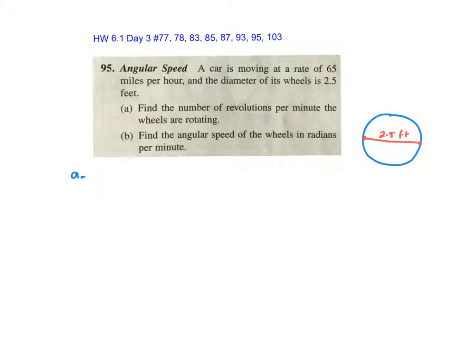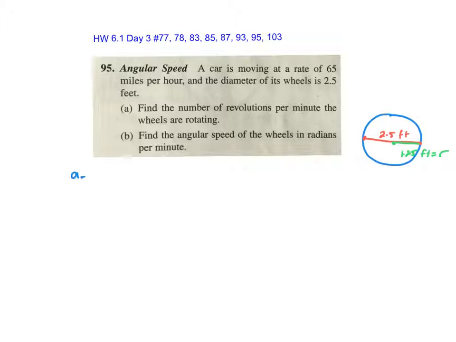This is a solution to problem number 95 from Homework 6.1 Day 3. Here we're asked to convert from linear speed to angular speed, actually. It says a car is moving at a rate of 65 miles per hour and the diameter of its wheel is 2.5 feet. So I've sketched the wheel here. The diameter is 2.5 feet, which means the radius would be half of that: 1.25 feet equals the radius.